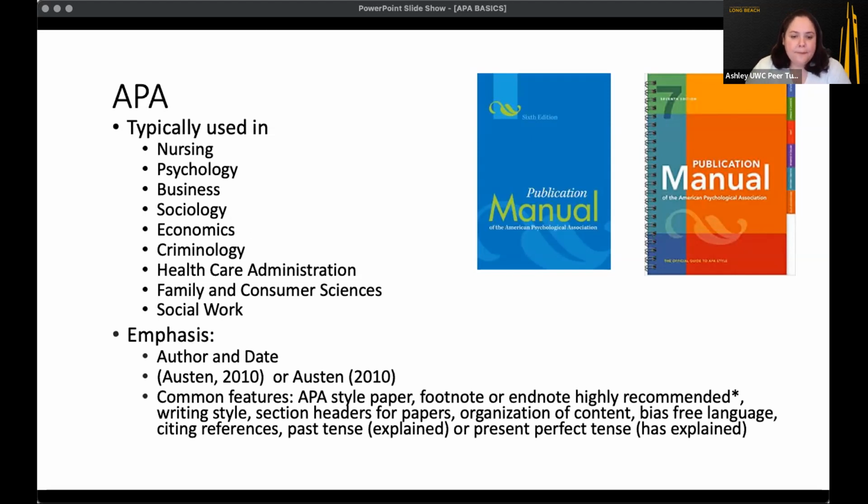Common features of an APA style paper: there are footnotes, depending on your professor. They prefer you to use footnotes as well. There are headers for papers. It helps you organize the contents of the paper. It helps you produce bias-free language. It helps you cite references, and you want to use the past tense because you're usually citing research that was done in the past, or present perfect tense, has explained.